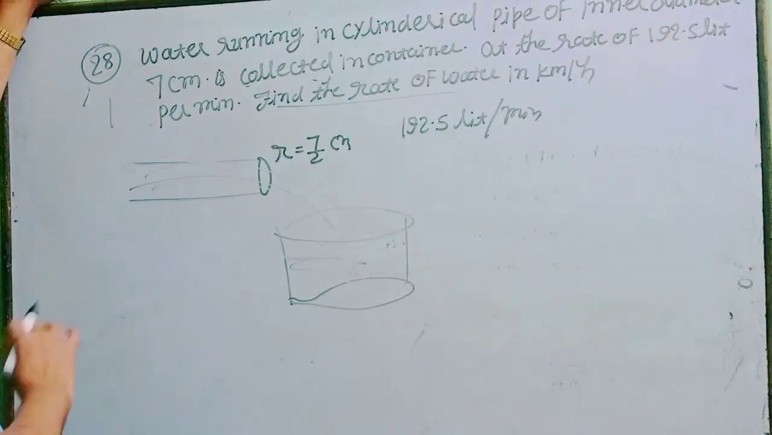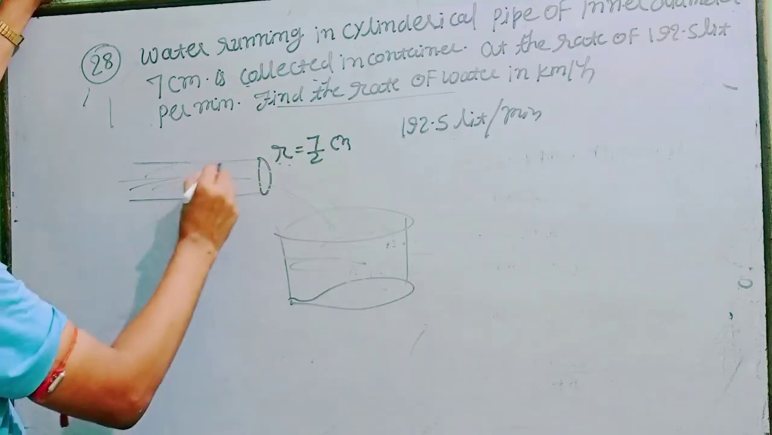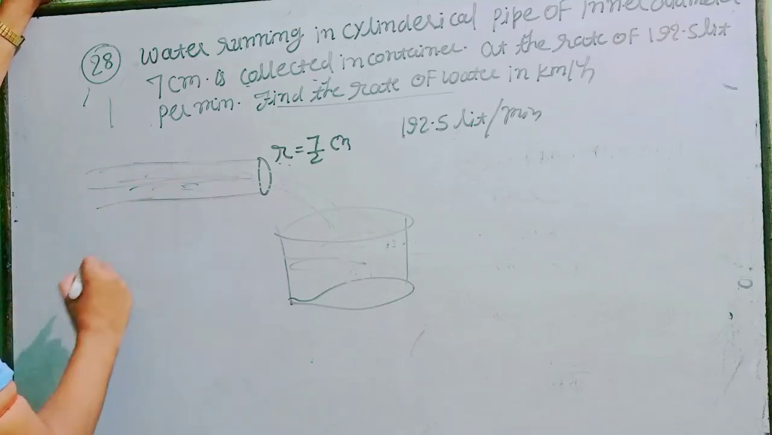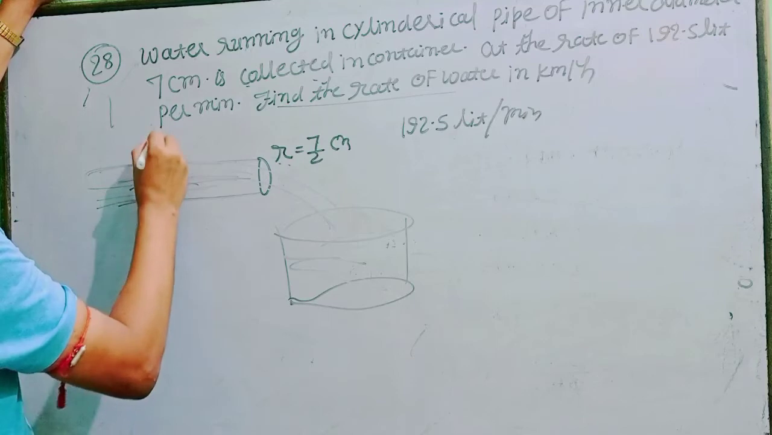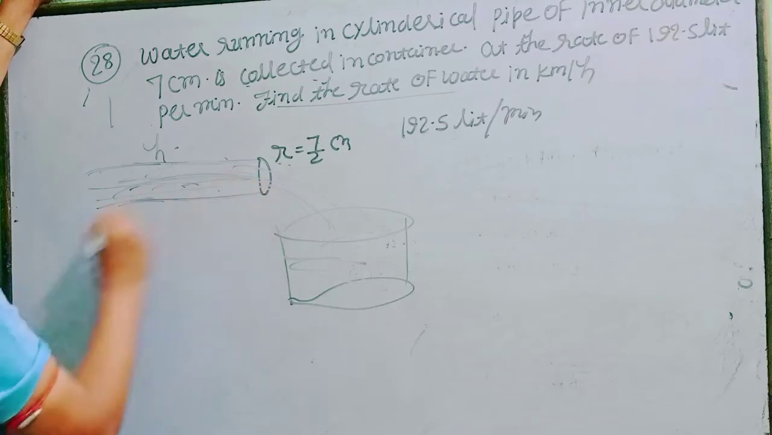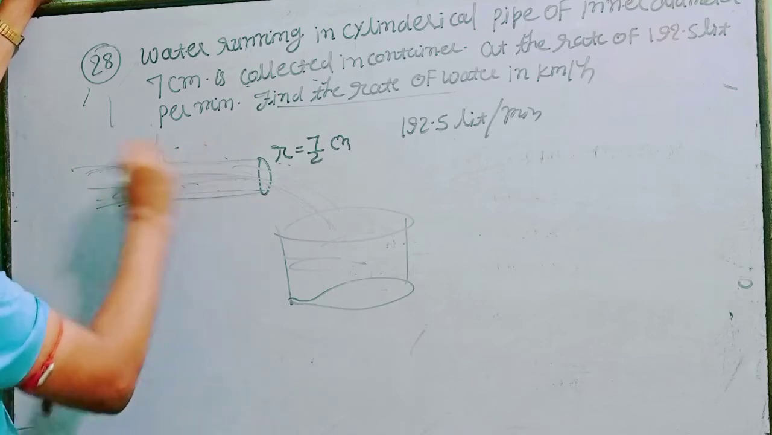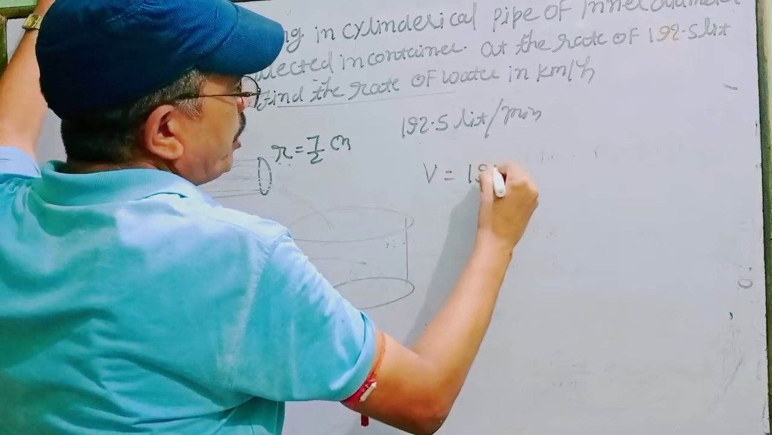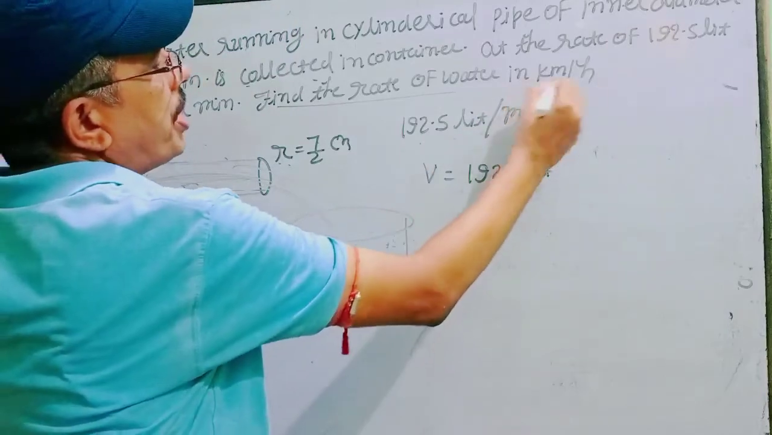Dear student, in these questions, the radius of this pipe is given, that is 7 by 2, but the height of this pipe is not given. It will depend on the speed of the water. And your question is also what is the speed of the water. That means what is the height of this cylinder in 1 hour, when the water flows through this pipe, what is the length of the cylinder in 1 hour. So the volume is given here, that is 192.5 liter per minute.